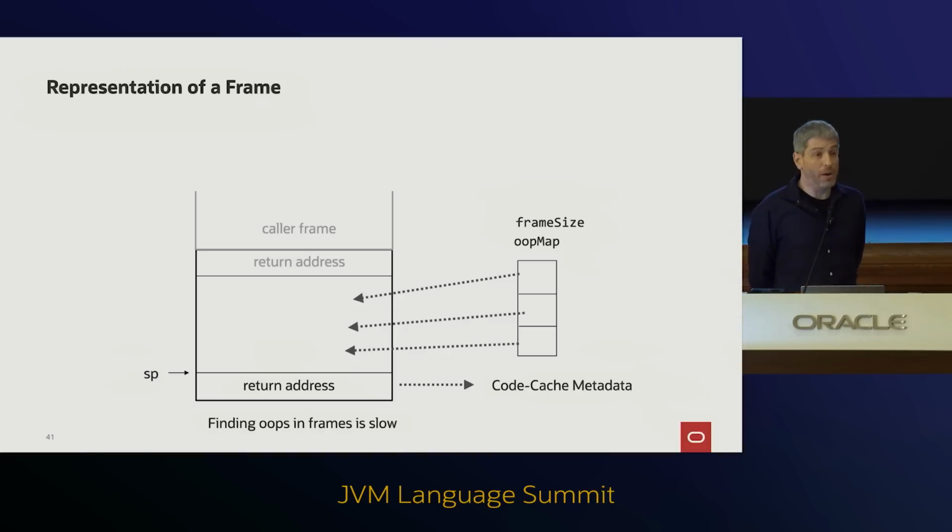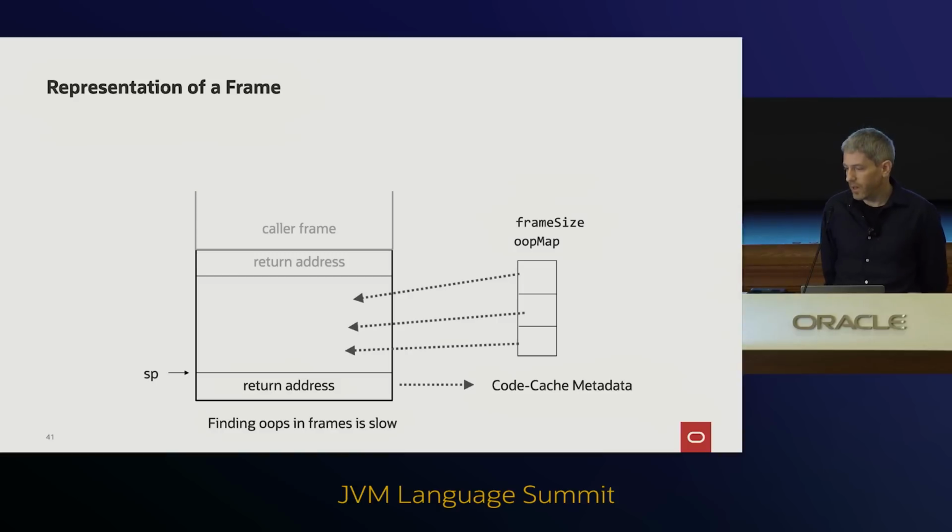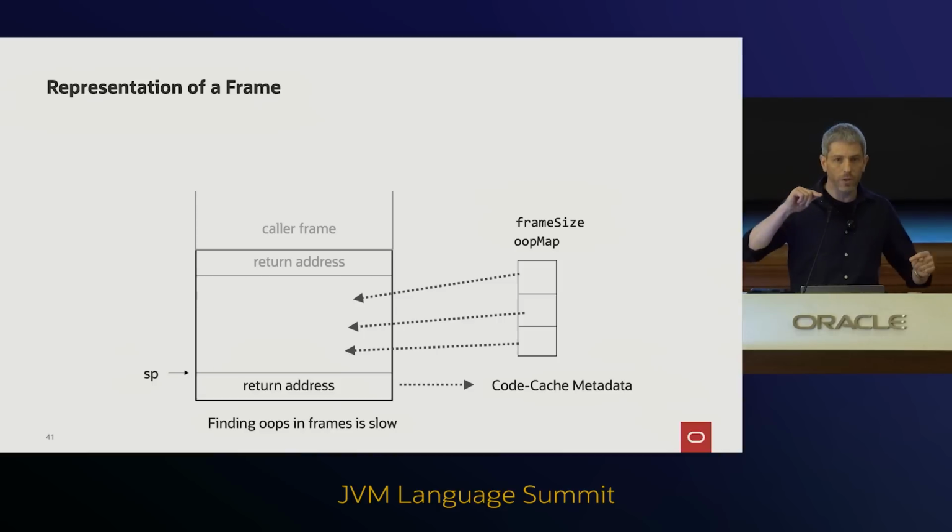Now, what does a frame look like, and how do we know where the oops are? A frame has some data in it, including some oops. But the only metadata that tells us anything about what that frame is, which method it belongs to, is a return address. That return address points to the method's code. That code lives in the code cache, where we're going to assume that most frames are compiled. From the return address, it points somewhere in the middle of the method. We have a search algorithm to find the metadata associated with that method, and that has the frame size and the oop map.